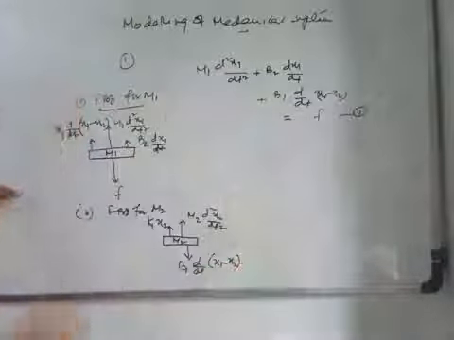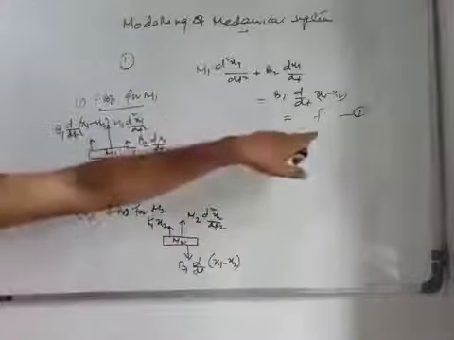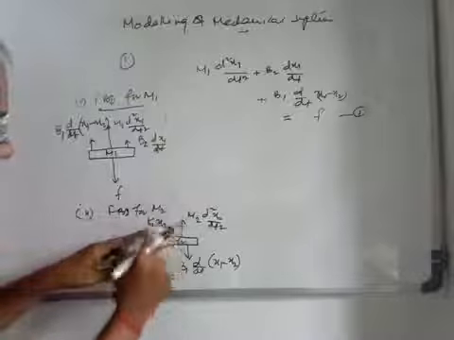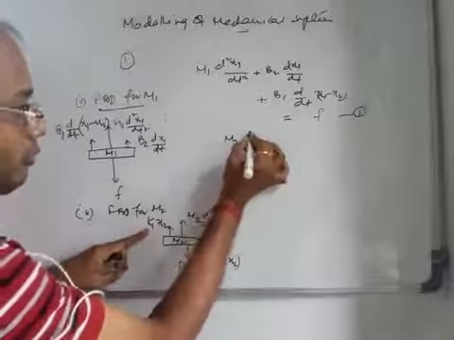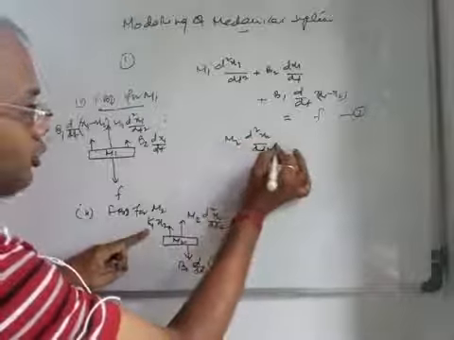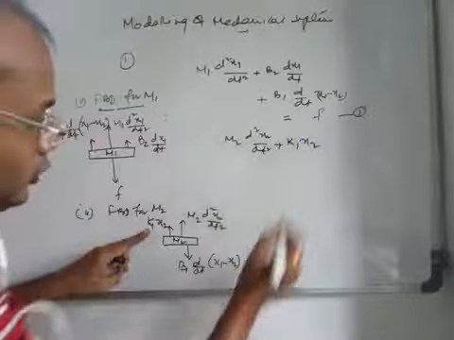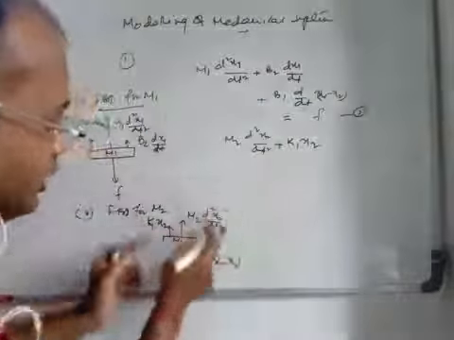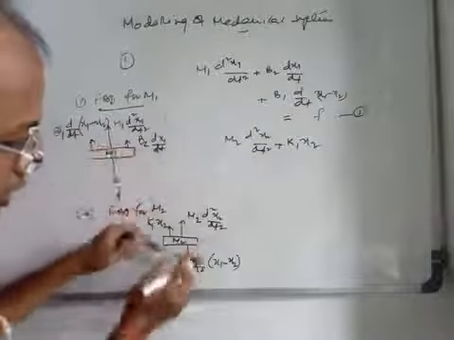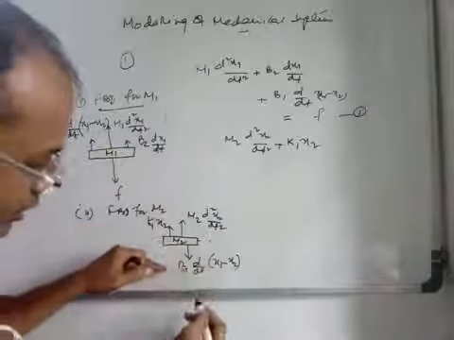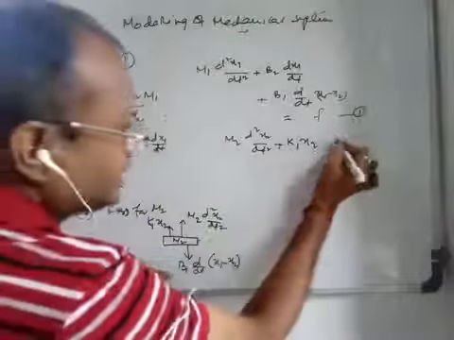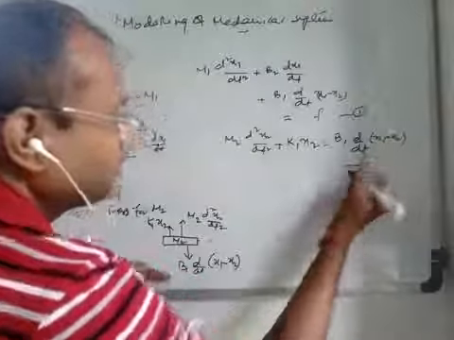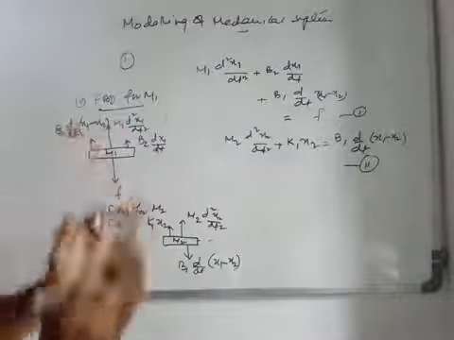So this is the mathematical equation, or differential equation 1. And from this free body diagram, what you will get: the outward direction force, that is m2 d2x2/dt2 plus k1 x2, right? So these two are in the outward direction, above the m2 equilibrium position. Now below the equilibrium position, what is the force? That is equal to b1 d/dt of (x1 minus x2). So that is equation number 2.